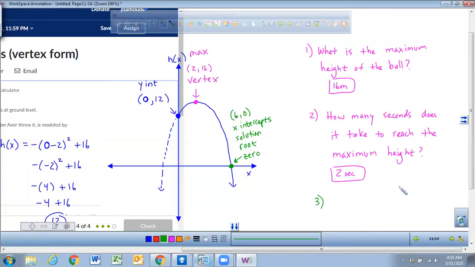The last question they could ask you is this. How long does it take the ball to hit the ground?